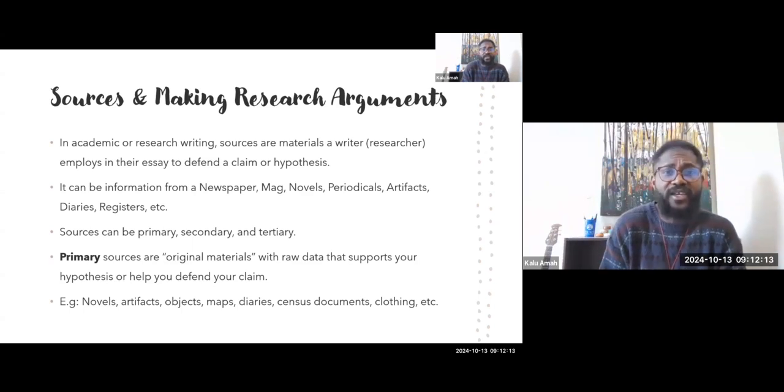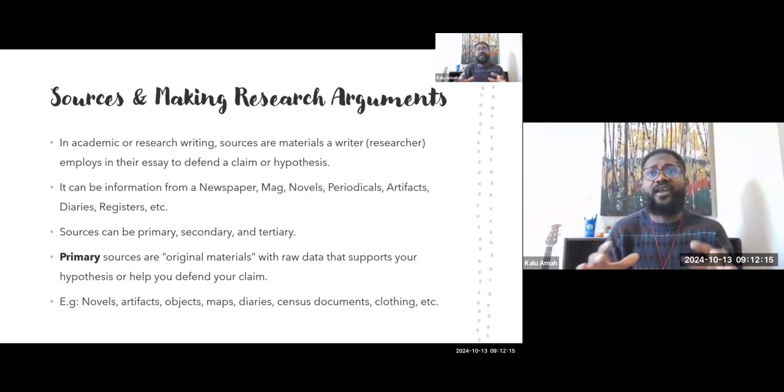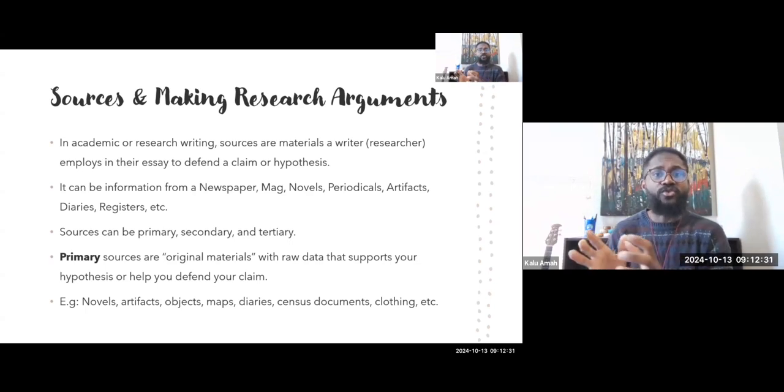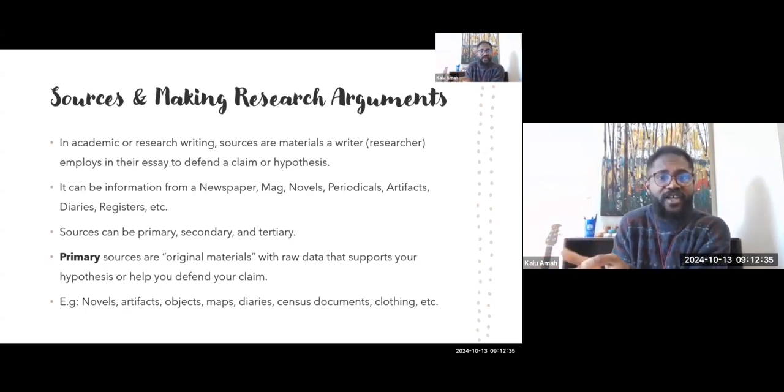Some of you who are interested in carrying out research, maybe you are trying to catalog or do research on African artifacts, and you happen to visit African museums, maybe in Africa or in the Western world, and you were able to cite those objects, those artifacts that you saw there. So they are also primary sources.